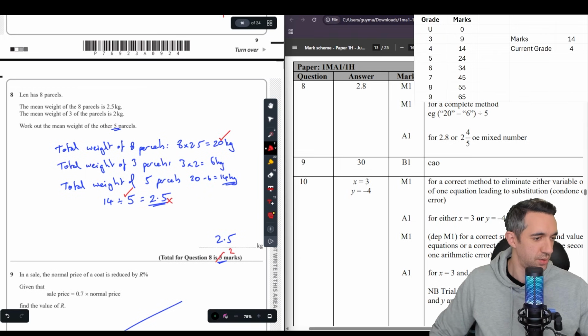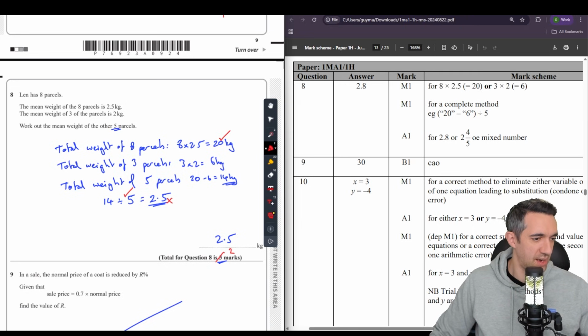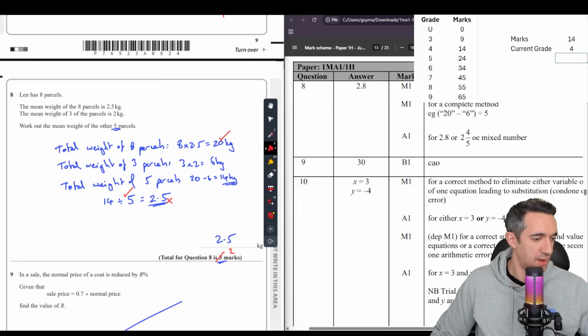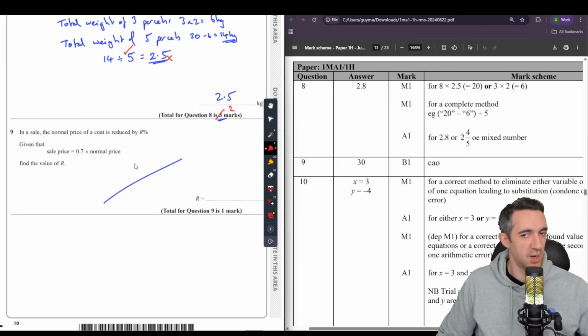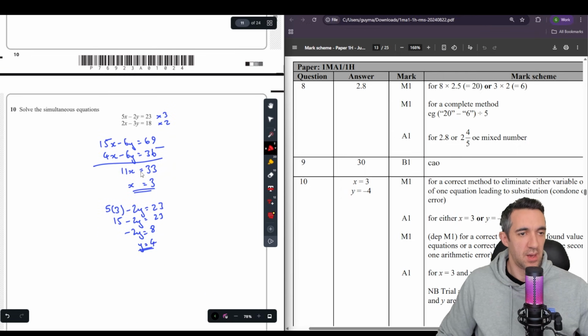Let's add that onto our total. So sorry, just so you can see that mark scheme there. So 8 times 2.5 is the bit we did. And we add on 2 more marks. So 16. Hasn't put us up another grade yet. Right. Couldn't do 9. Only 1 mark.